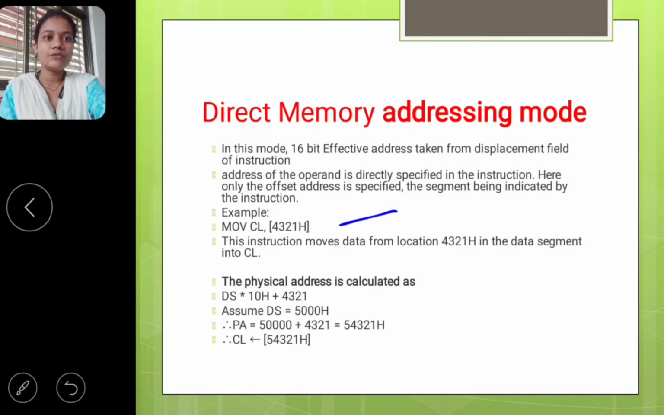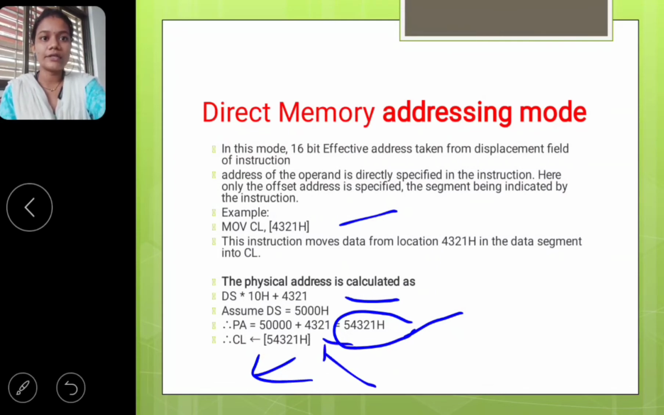The physical address of this instruction can be calculated as DS times 10H plus 4321H. So DS, suppose we assume it is 5000H. For the physical address calculation, 5000H times 10H plus 4321H. So 5000H times 10H is 50000H, plus 4321H, we get the answer 54321H. So this copies or moves the content of this address to the CL register. This is the operation of this instruction.